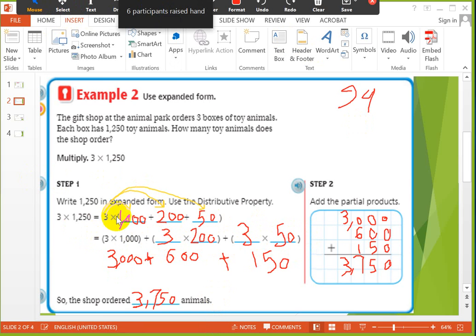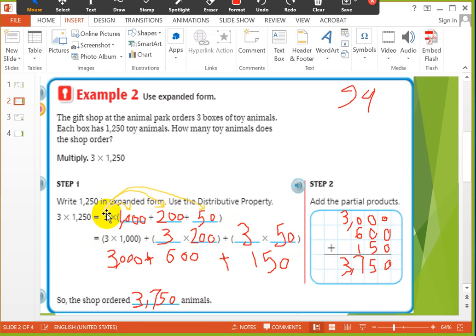How will I multiply 3 with this number in expanded form? Okay, I will write the number in expanded form. This is the first step. The second step, I will multiply this number by each digit. So first thing, I will take this 3 and multiply it with the 1000 digit and put it between parentheses, okay? This is the strategy that I will use. Plus, I will take this 3 and multiply it with the 100 number and put it between parentheses like this, okay?